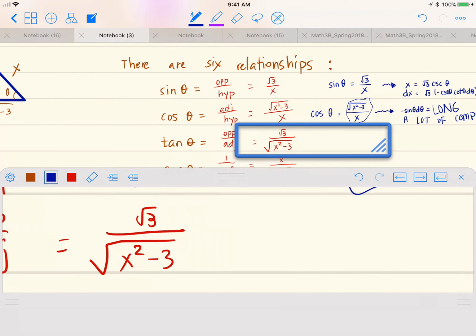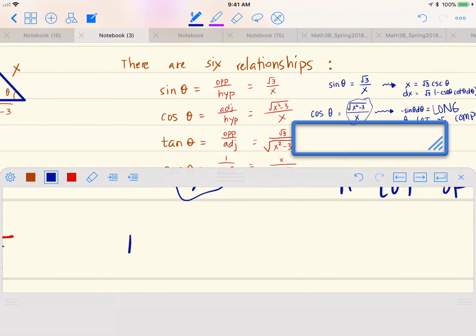With the tangent, what do we get here? With this, we've got tangent of theta is equal to root 3 over the square root of x squared minus 3.